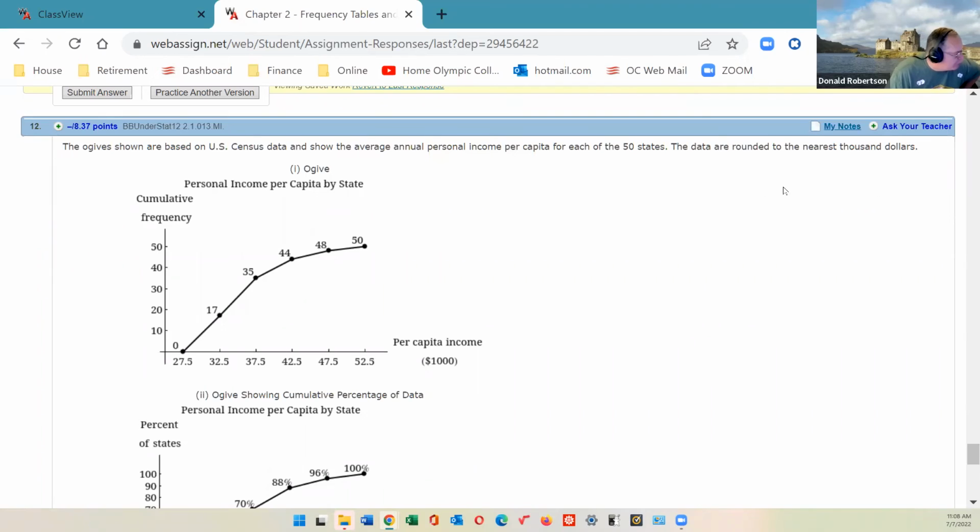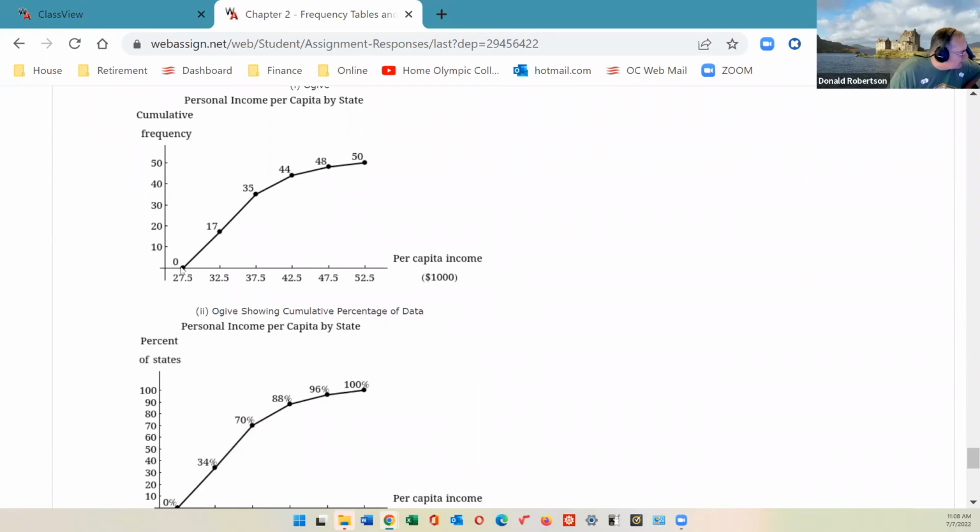So the data has been rounded to the nearest 1,000. So how would I read that? There. Start there. 32,500, you get to 17. So what that, I would interpret that to mean that 32,500 or less per year, right? 17 of the states in America have that. So that would be what, the poorest 17 states, right, wherever that may be.